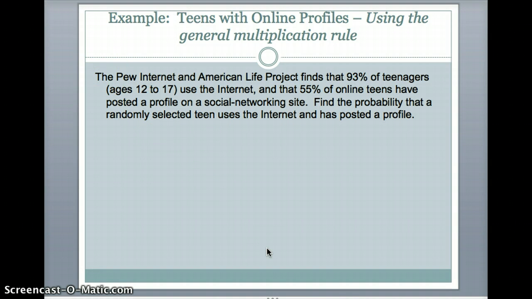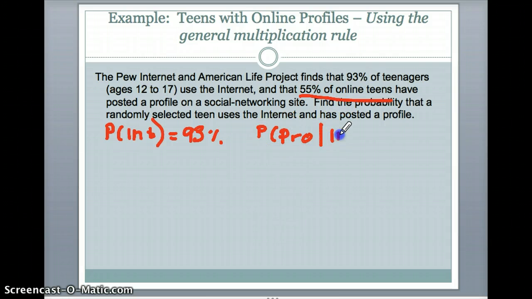So the Pew Internet and American Life Project finds that 93% of teenagers ages 12 to 17 use the internet. So I'm just going to write down probability of internet, 93%. Use the internet, and 55% of those online teens have posted a profile. So let's say profile, given that they're on the internet, is 55%. Okay. We have to find the probability that a randomly selected teen uses the internet and has posted a profile.